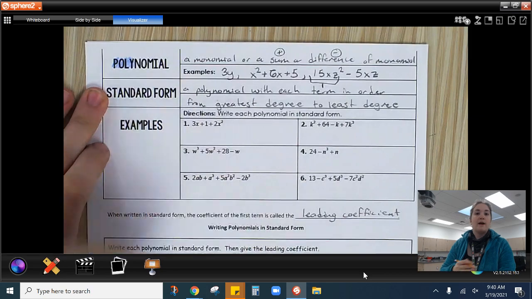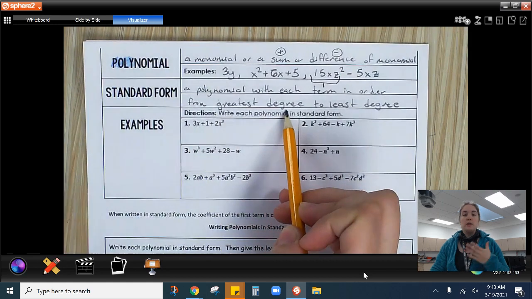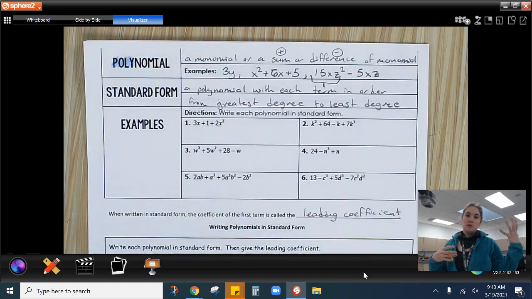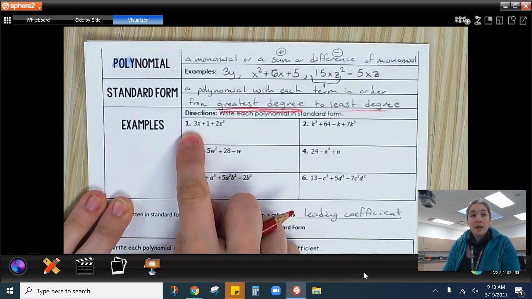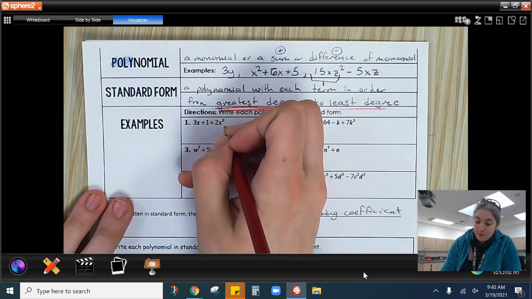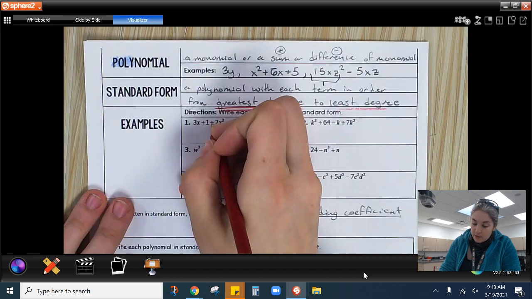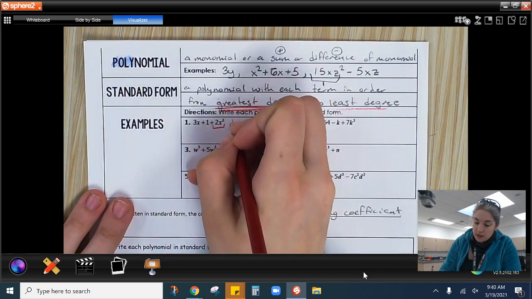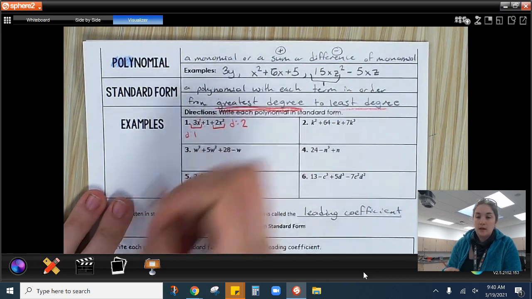So for standard form, when we're writing a polynomial, we write it so that each term is in order from greatest degree to least degree. Biggest exponents when added together compared to smallest, right? So we already know how to find the degrees. So when I'm looking at this one here, we've got 3x plus 1 plus 2x squared. I want the one with the biggest degree, the biggest exponents. Well, that's going to be this guy right here. He has the biggest degree. His degree is 2. This one has a degree of 1 because it's just an x, right?